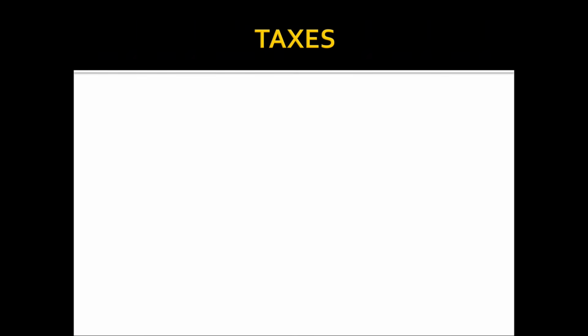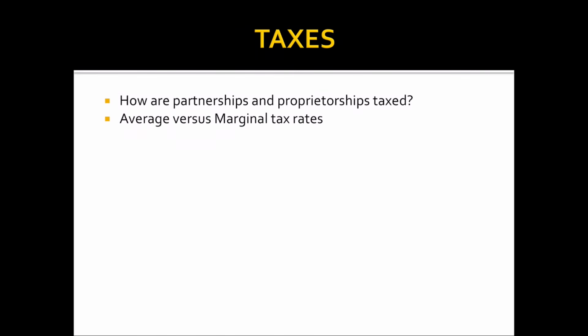Next, we move into taxes. Taxes are a very important part of business. It's important to understand how corporations are taxed. Thinking back to chapter 1, when we talked about the different forms of business structure, we talked about partnerships, sole proprietorships, and corporations. Think to yourself, how are partnerships and proprietorships taxed? Well, they are taxed as pass-through entities, so owners are taxed at the personal level on their income.